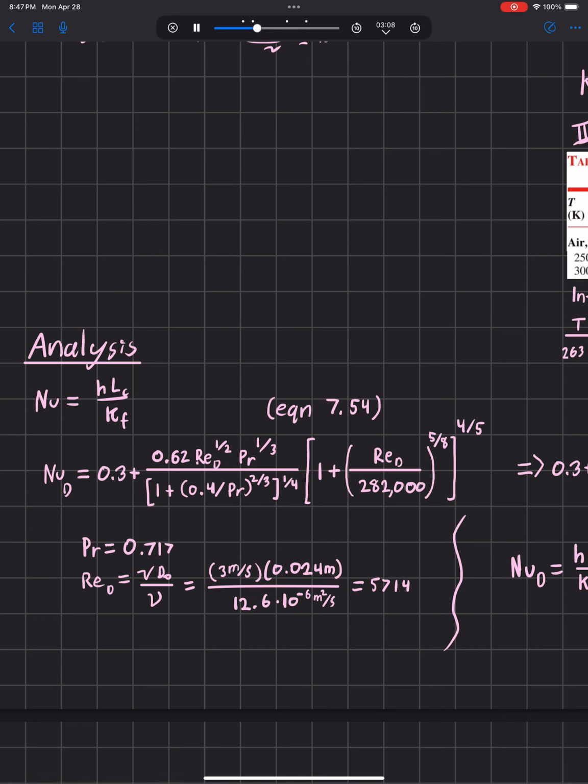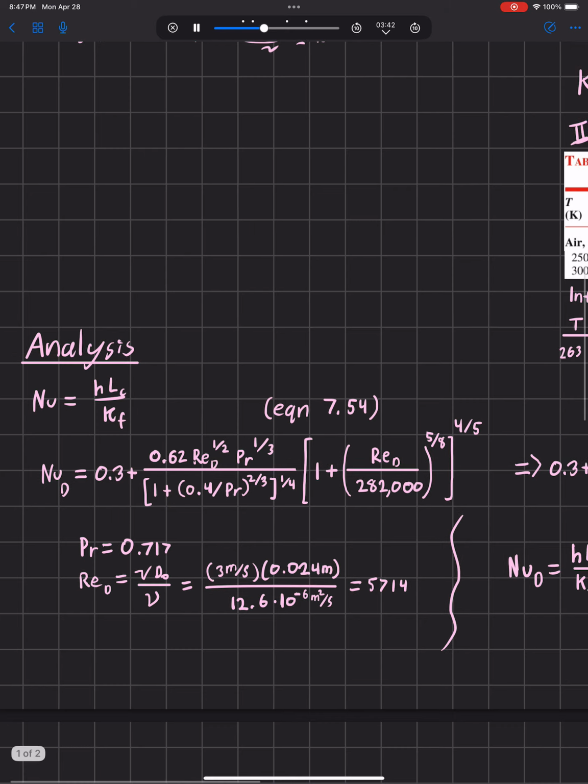So for the Nusselt number for a tube of circular cross-section, we get equation 7.54 from the textbook: 0.3 plus 0.62 times Reynolds number to the 1/2 times Prandtl number to the 1/3, all over [1 plus (0.4 over Prandtl number) to the 2/3] all to the power of 1/4, multiplied by [1 plus (Reynolds number over 282,000) to the power of 5/8] all to the power of 4/5.